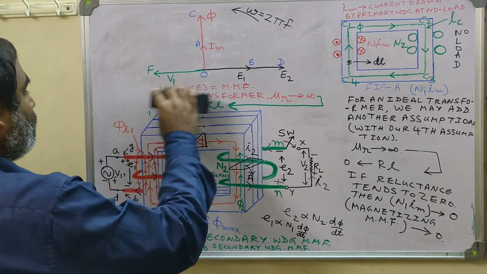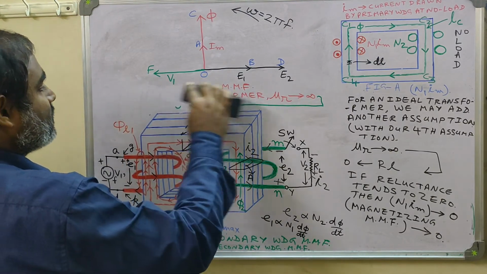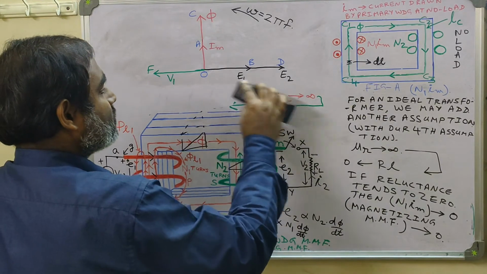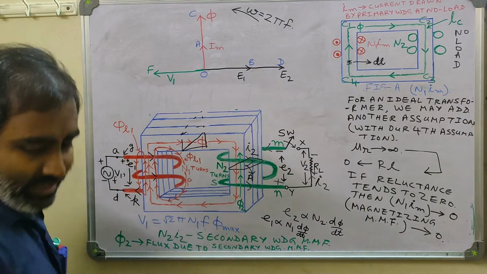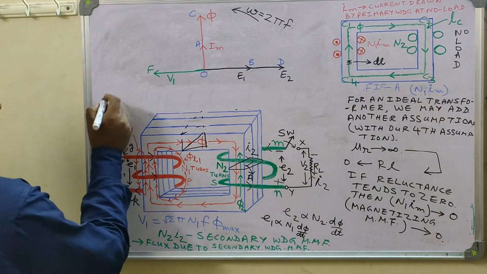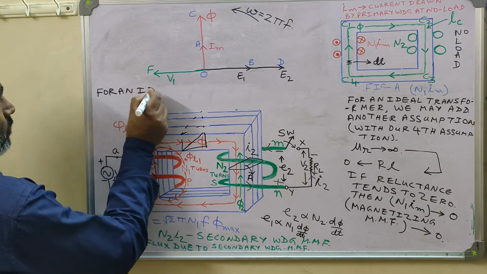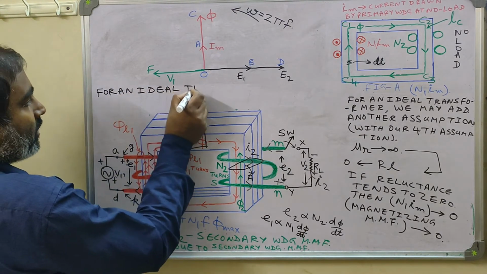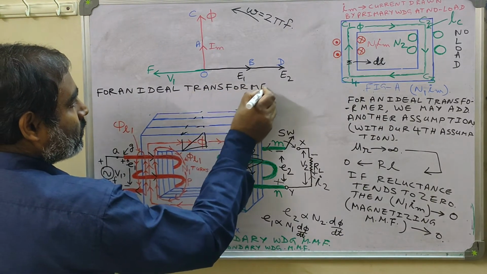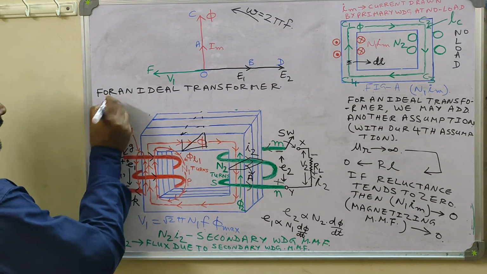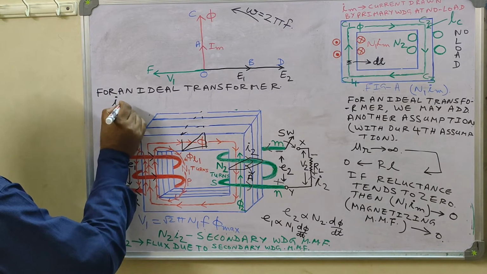That is the more appropriate way of making the conclusion or saying this: for an ideal transformer, magnetizing current tends to 0. So we will write this, that for an ideal transformer, Im, that is magnetizing current. Let me write only Im.